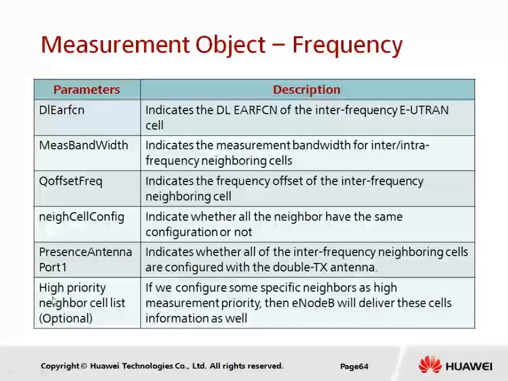High priority neighbor list. Now only the neighbor cells with high measurement priority will be included in the measurement configuration. So not all of the neighbors which have been considered in the system will be included in the measurement object. Only the neighbors with high measurement priority will be included in this measurement object.